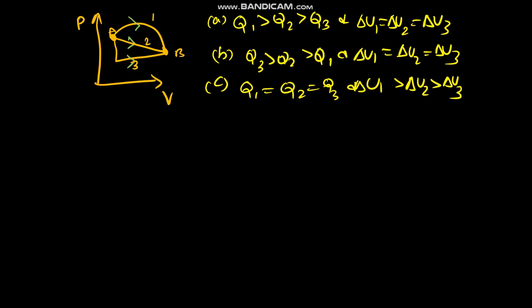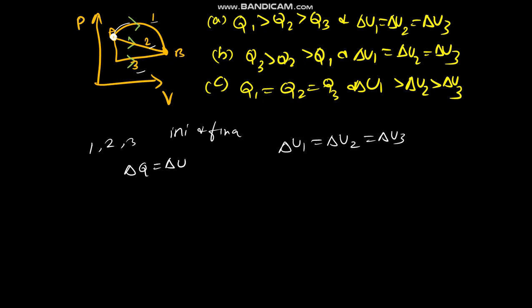See here, that PV graph, this is for the first process, second process, third process. For the first process, second process, third process, in all the processes initial and final positions are the same. So internal energy is the same. So delta U1 is equal to delta U2 is equal to delta U3. We know that delta Q is equal to delta U plus delta W. Since delta U is the same for all processes, it is a constant, and delta Q is directly proportional to delta W.